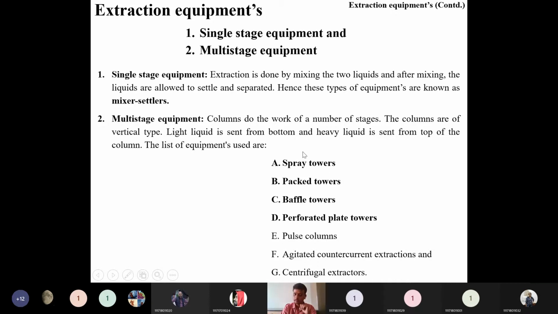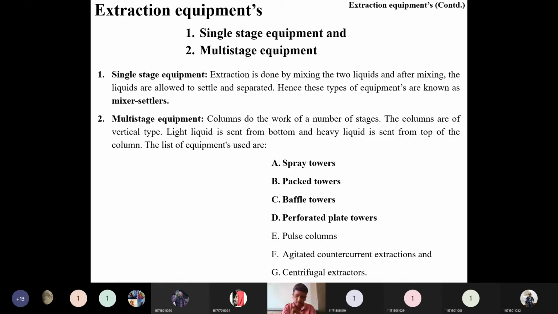Those equipments are spray towers, packed towers, baffle towers, perforated plate towers, pulse columns, agitated countercurrent extractors, and centrifugal extractors. Out of these, for your syllabus, spray towers, packed towers, baffle towers, and then perforated plate towers, these four columns are there.